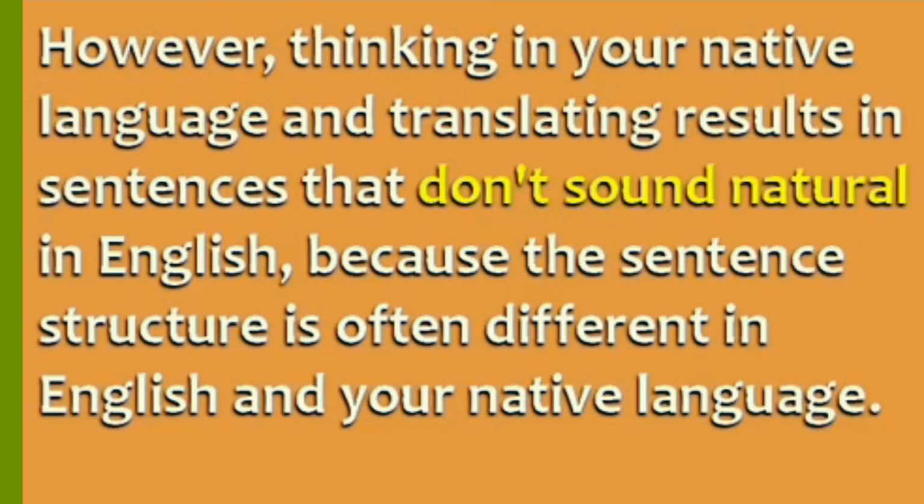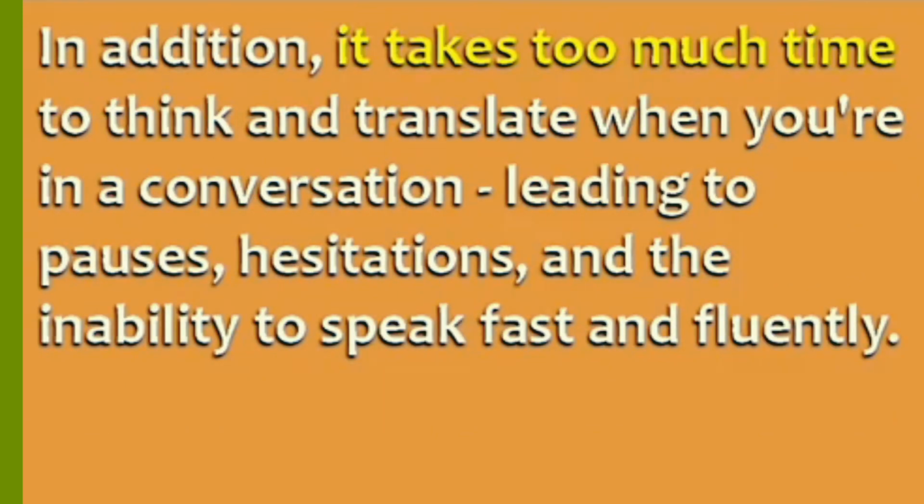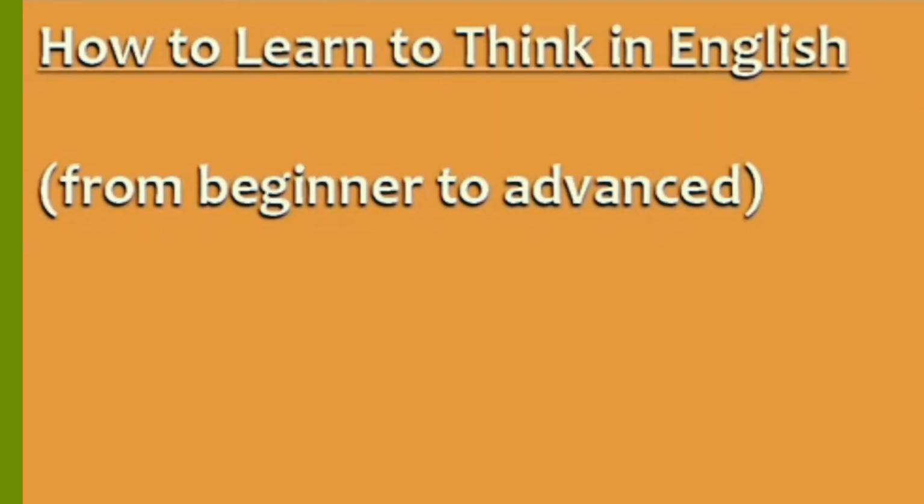However, thinking in your native language and translating results in sentences that don't sound natural in English because the sentence structure is often different in English and your native language. In addition, it takes too much time to think and translate when you're in a conversation, leading to pauses, hesitations, and the inability to speak fast and fluently. So, here is how you can learn to think in English from the beginner level to advanced.